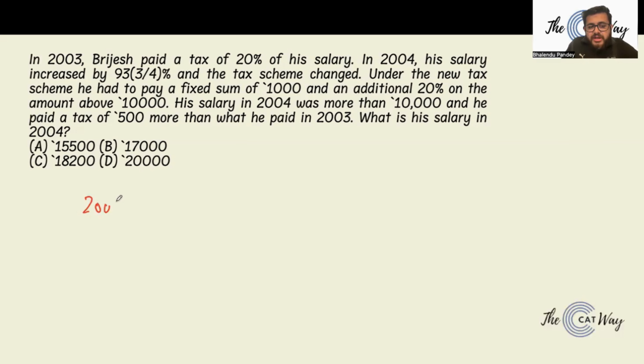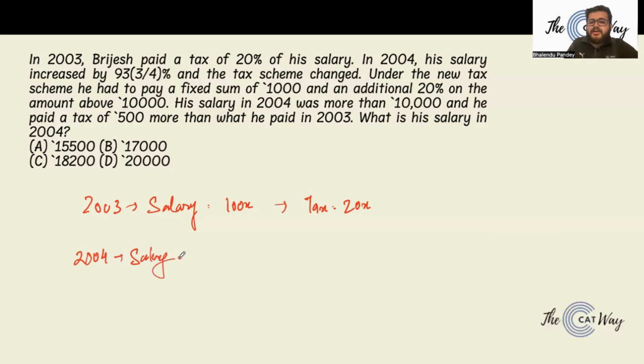So let's say in 2003 the salary was 100x and the tax was 20x, because it is 20% of it. In 2004, the change that took place: salary became equal to what? Salary increased by 93.75%, so my salary will be 193 whole 3 by 4 x. Correct? And what changed? This time the tax is equal to what?